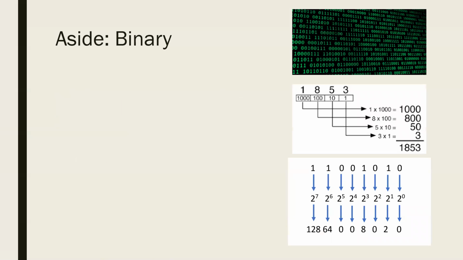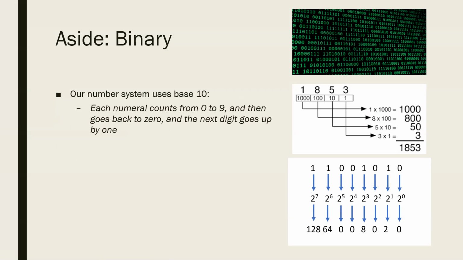As an aside, before we start talking about encodings, it is important to understand how computers represent numbers numerically. The number system that we use while we're counting and when we're talking about numbers is what we call a base 10 counting system. Each numeral in a number counts from 0 to 9, and then once it reaches 9 and increments by 1 again, it goes back to 0, and the next digit goes up by 1. This is something that we're very used to in our daily arithmetic.